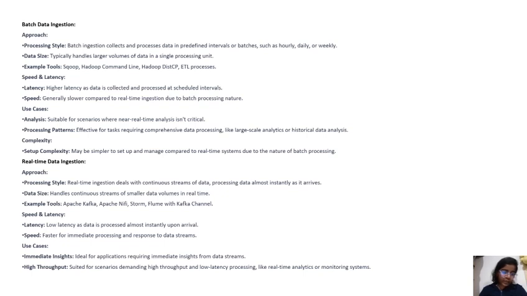Use cases like real-time insights and high throughput. When it comes to insights, immediate insights are ideal for applications that require immediate insights from data streams. High throughput suits scenarios demanding high throughput and low latency processing, such as real-time analytics or monitoring systems.